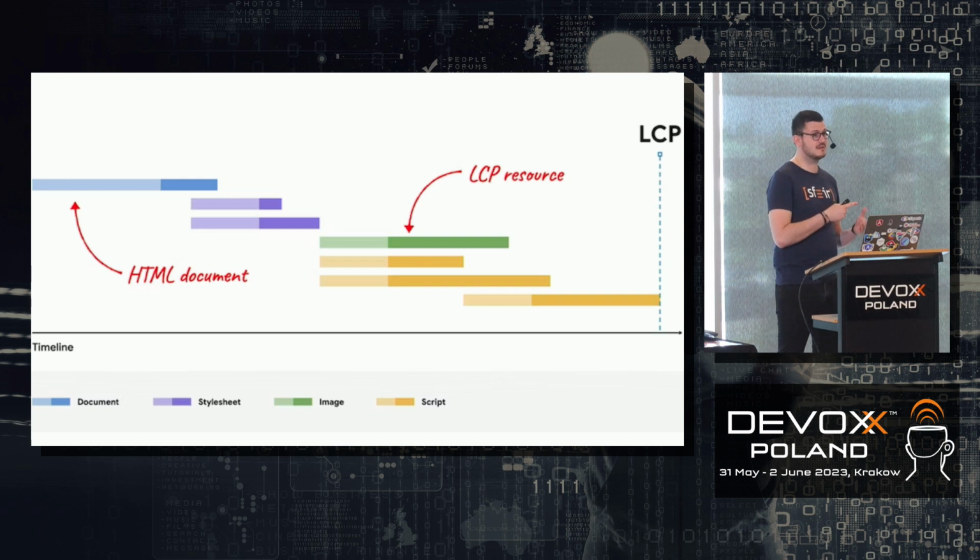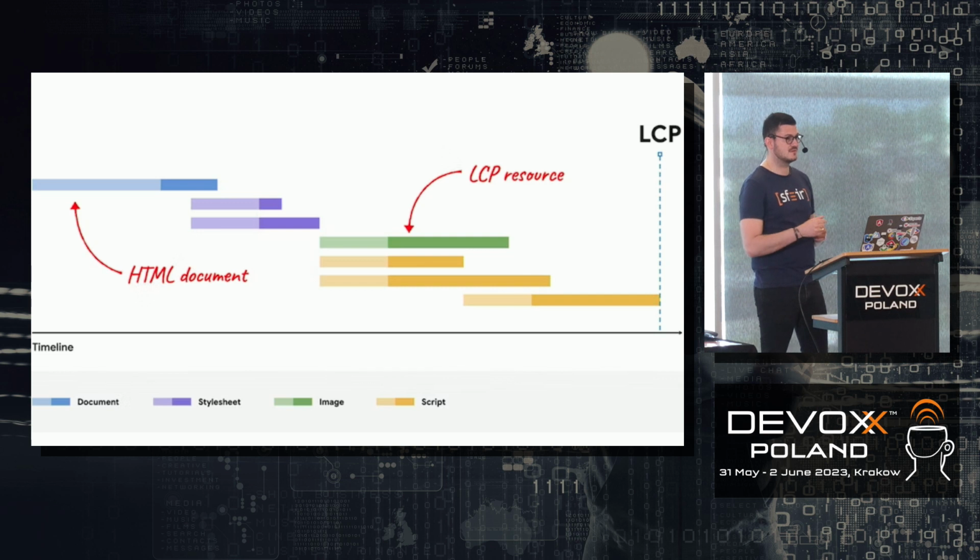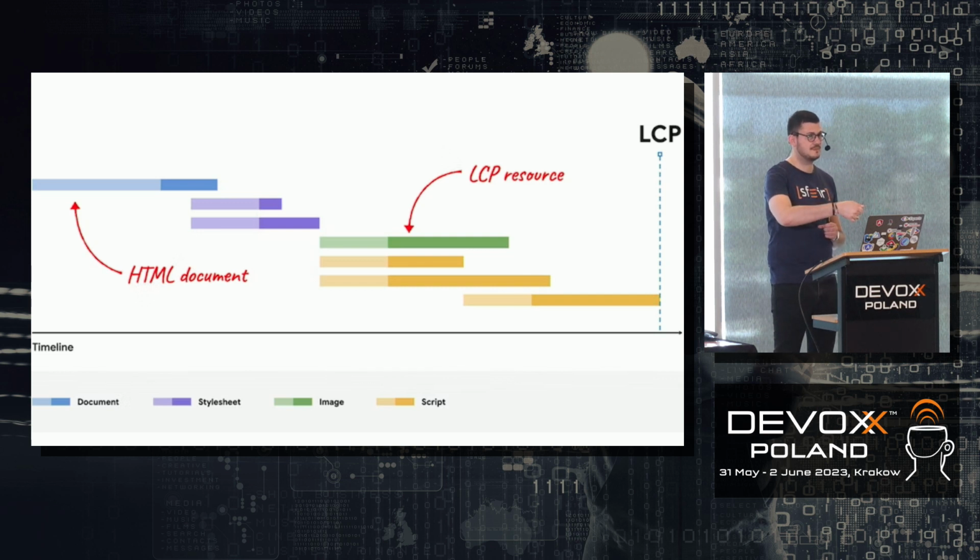In violet are the style sheets. And in green, the LCP resource, which is here, an image, just an image. And in yellow, we have the JavaScript file. So first, the browsers download the initial HTML document.